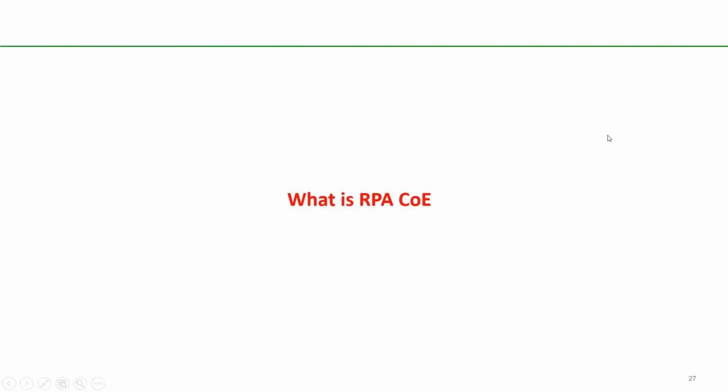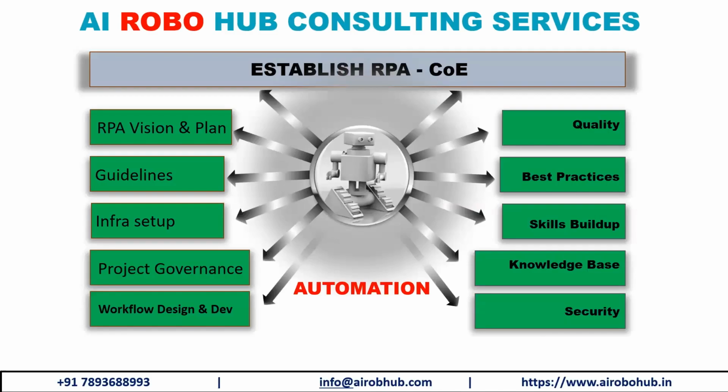Okay. At a high level, what is the RPA Center of Excellence? In every organization, there are so many business units. In each business unit, there are so many departments. In each department, there are so many processes. In each process, there are so many departments involved, based on the requirement.